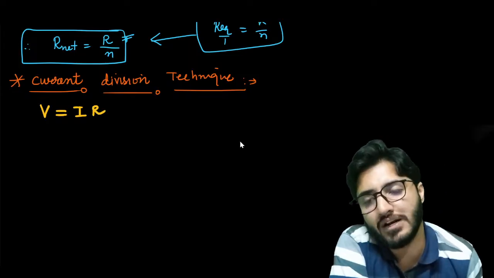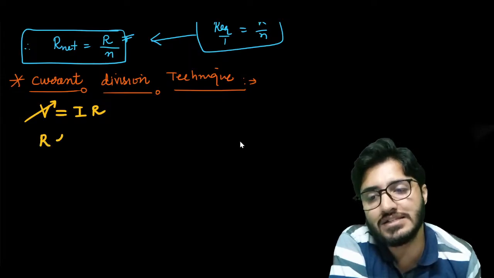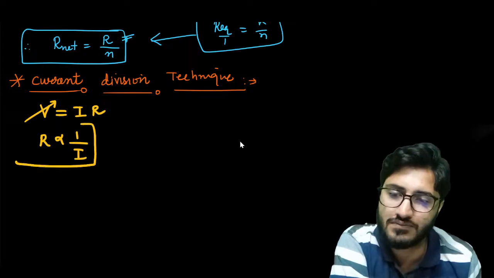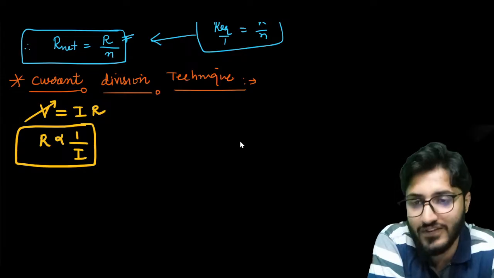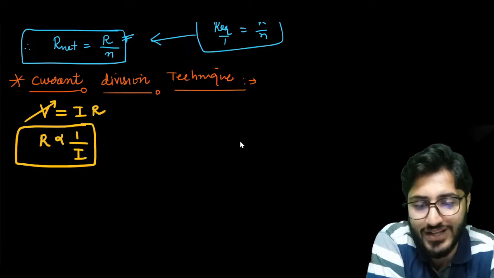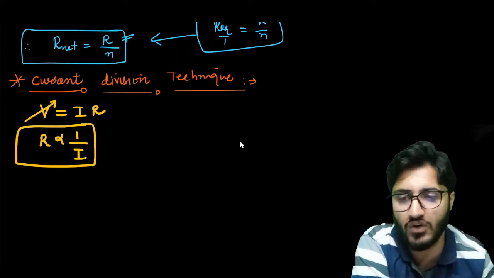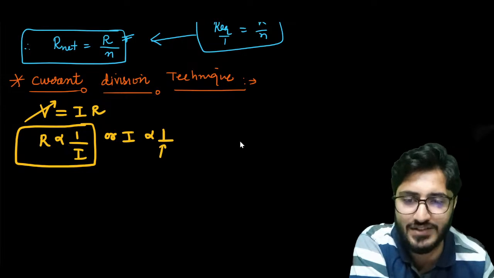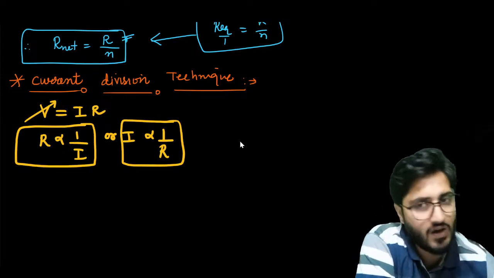In this parallel case, V remains the same. So can I write here, sir, that resistance is inversely proportional to the current? Or current is inversely proportional to the resistance? I can write this also: I is inversely proportional to my resistance. No issue. Okay. Now how can we use it?